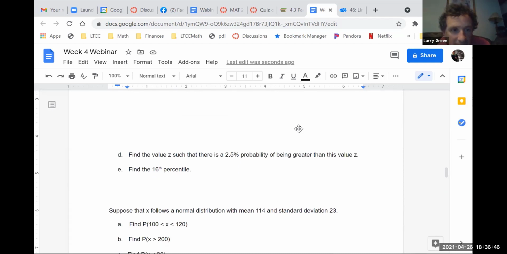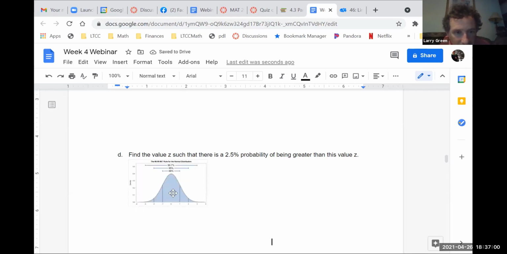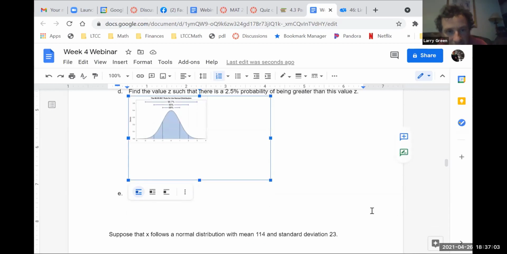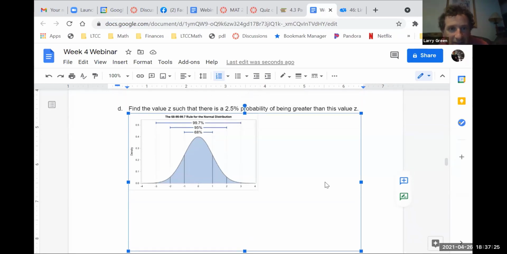Okay. Let's do part D. Find a Z such that there's a 2.5% probability of being greater than this value Z. Let me make this bigger so we can see it. First thing, if there's a 2.5% probability of being greater than a value, is that value far to the left or far to the right? Yeah, far to the right. So that's the first thing. We know it's going to be a positive number, and that's important to look at.